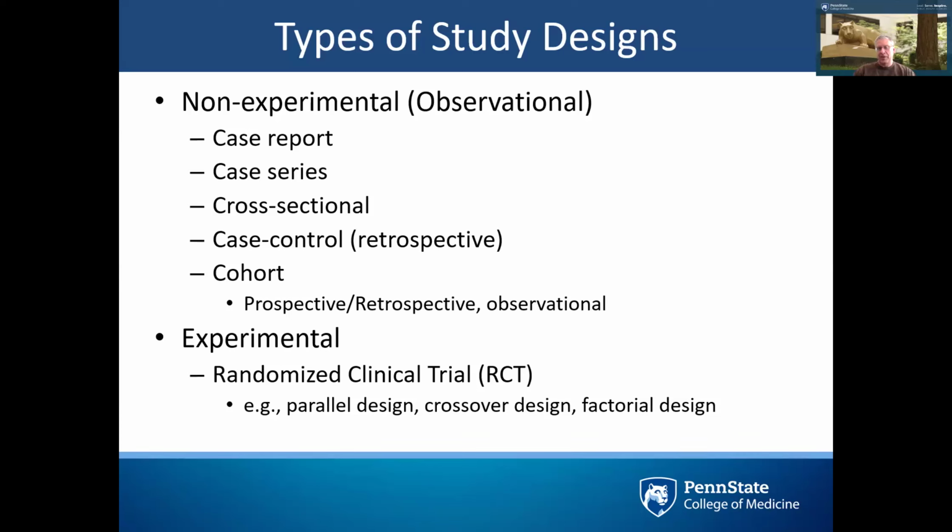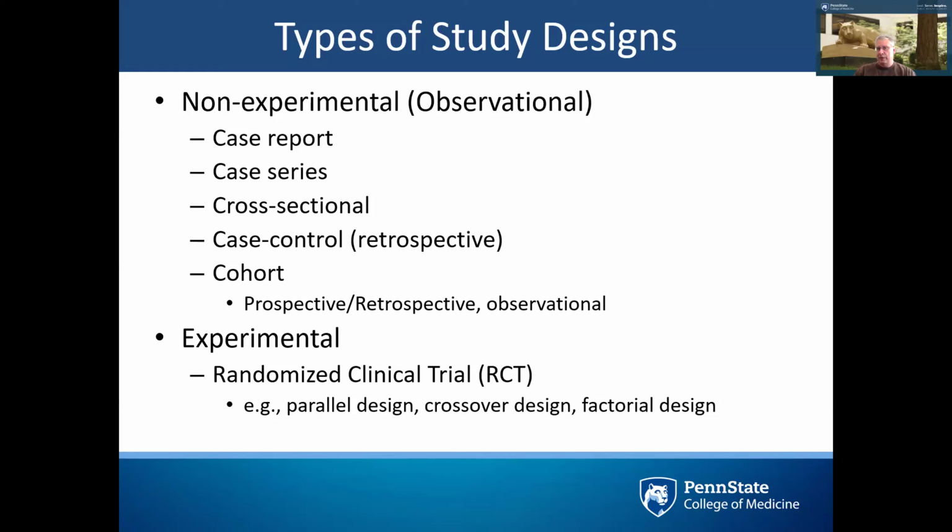In experimental design, the main one you're going to hear about is going to be a randomized clinical trial. And within that branch, there are a lot of different types of designs that we don't have time to go into today, but I'll just list a few. We can have a parallel design, a crossover design, a factorial design.